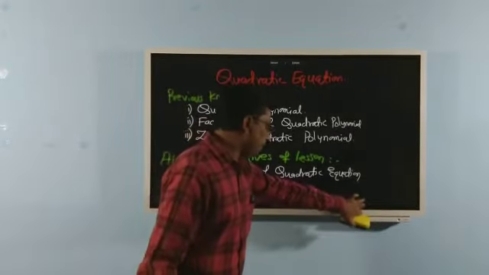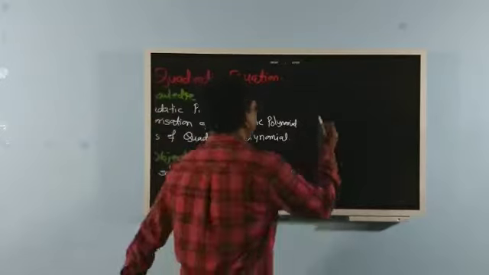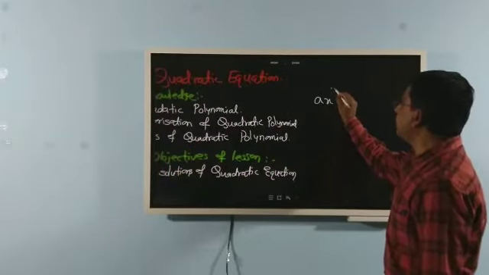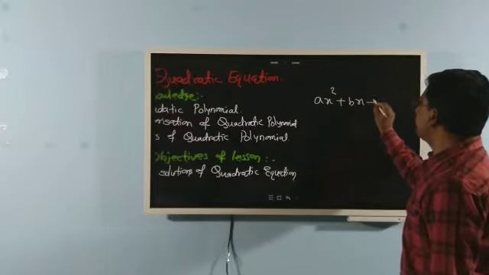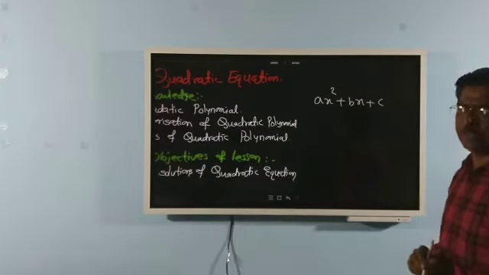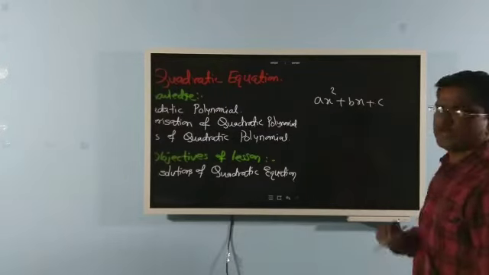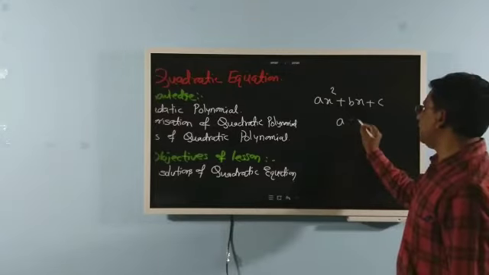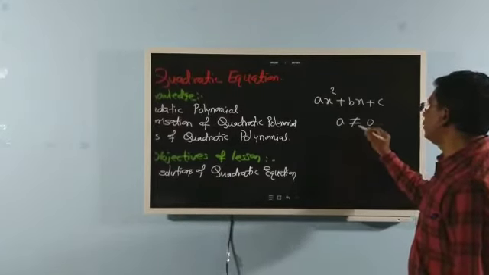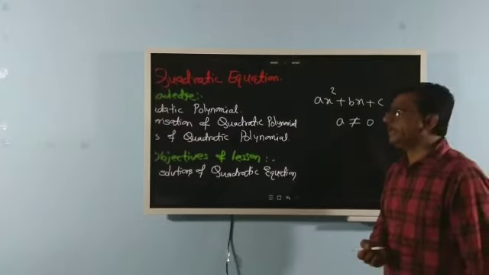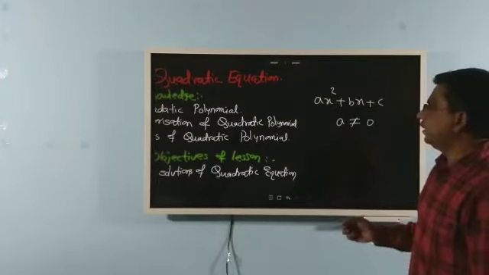So what is a quadratic polynomial? The standard form of a quadratic polynomial is ax square plus bx plus c. That is the standard form of a quadratic polynomial in x, where a, b, c are real constants. And one more condition on a is that a is not equal to 0. If a is equal to 0, it will not be a quadratic polynomial.